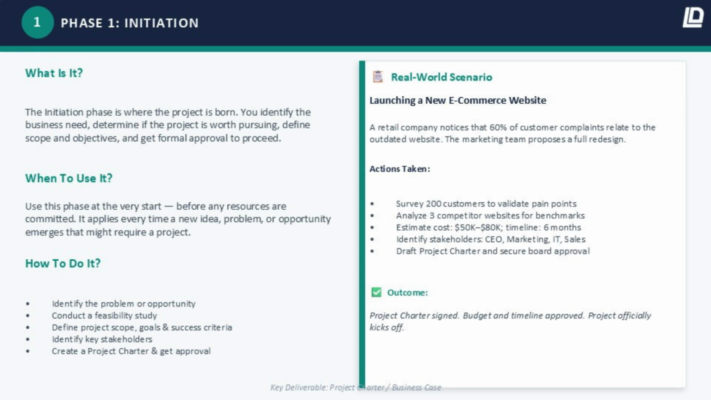Third, define scope and success criteria. What does done look like? What's included? And just as importantly, what isn't? Fourth, identify your key stakeholders. Who has a stake in this project? Who needs to be consulted? Who has decision-making authority? Fifth, create a project charter and get it approved.